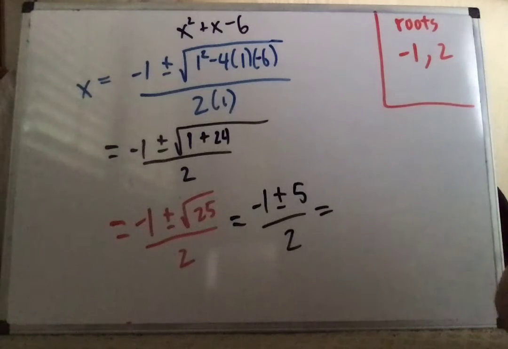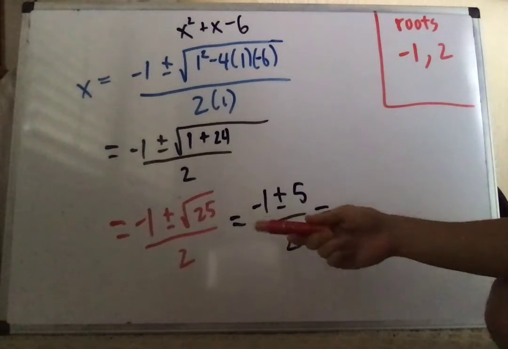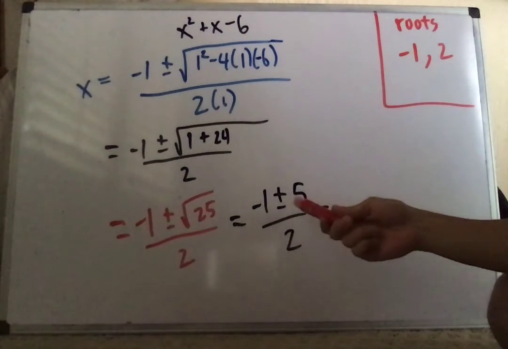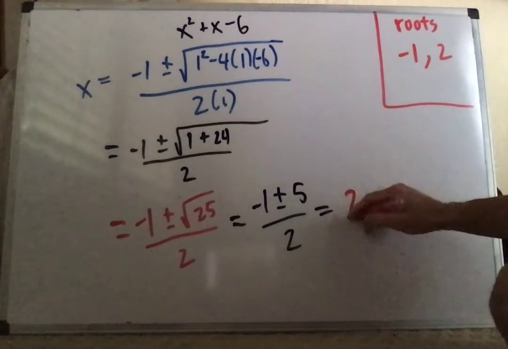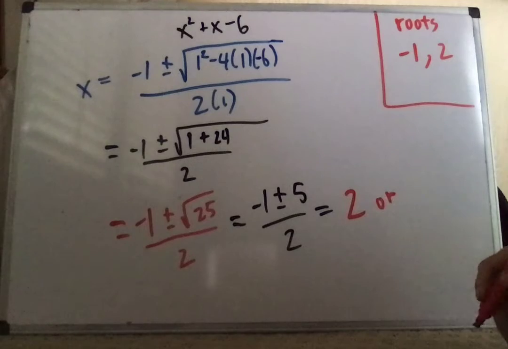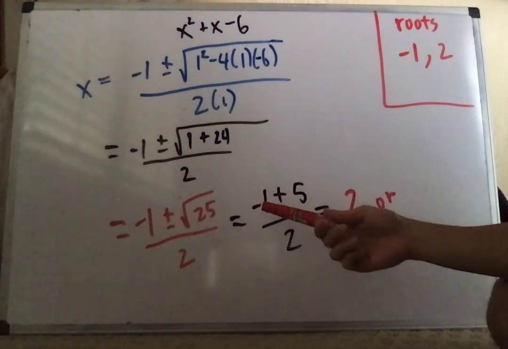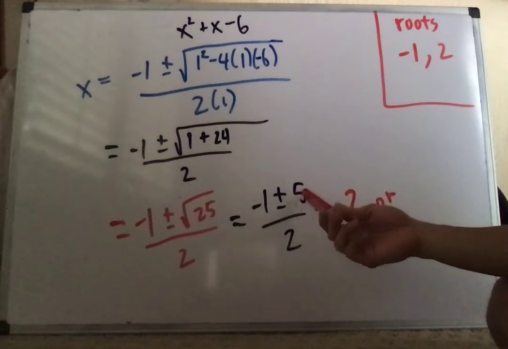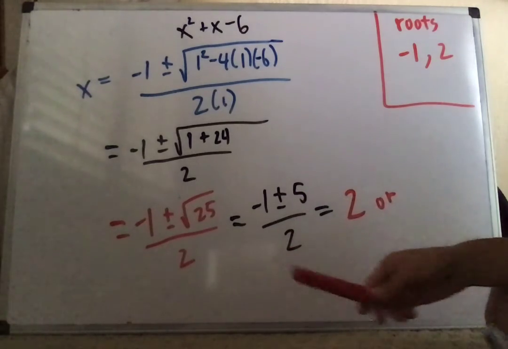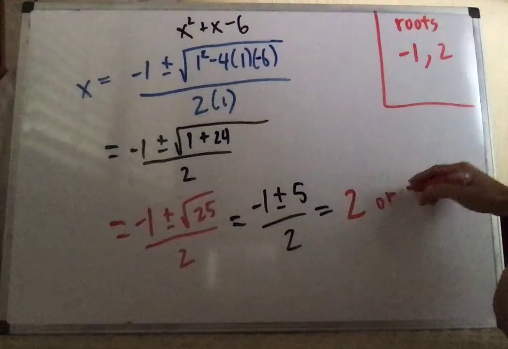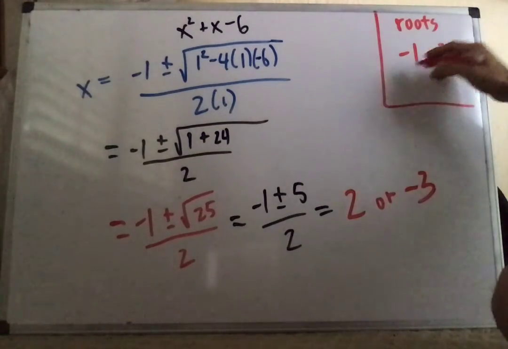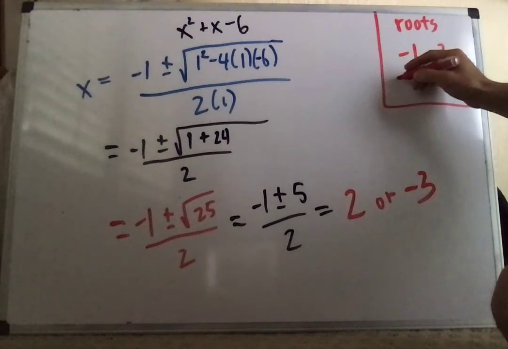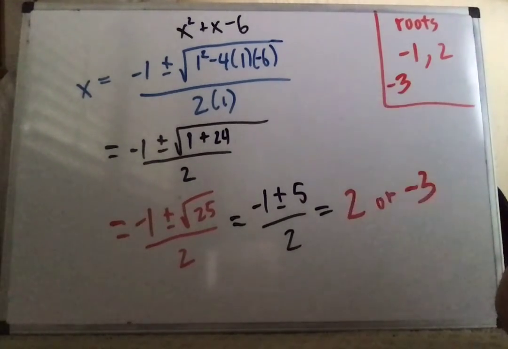And finally, we'll take it in two parts. If I take the positive part first, negative 1 plus 5 is 4. 4 divided by 2 is equal to 2. So 2 is a double root, it seems. And then if I take the negative part, negative 1 minus 5 is negative 6. Negative 6 divided by 2 is negative 3. So that means the roots are 2, 1, negative 1, 2, and negative 3.